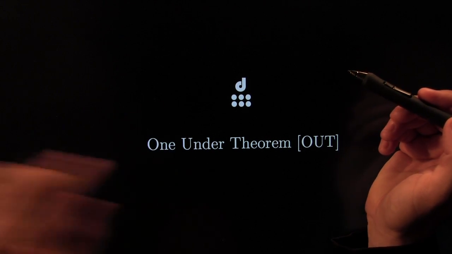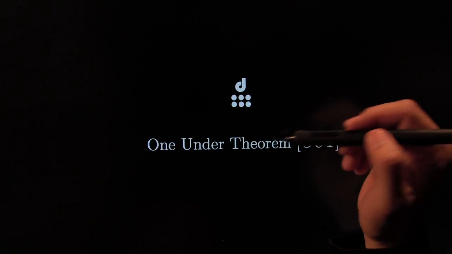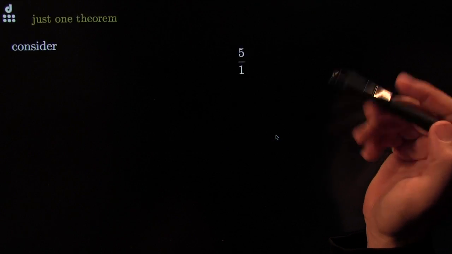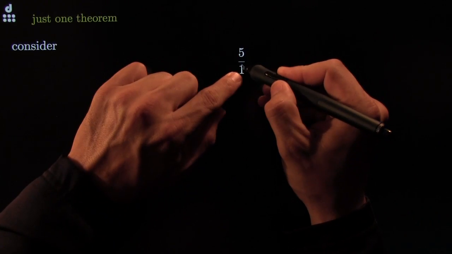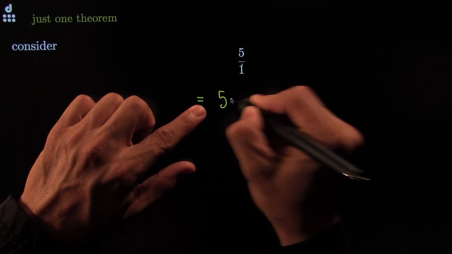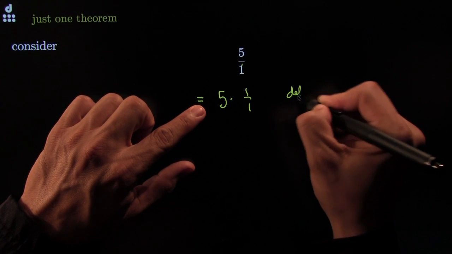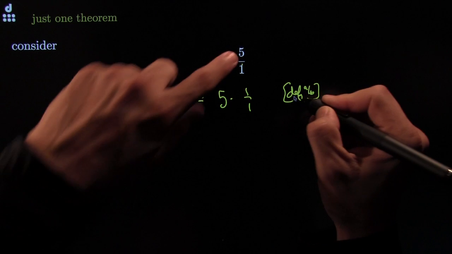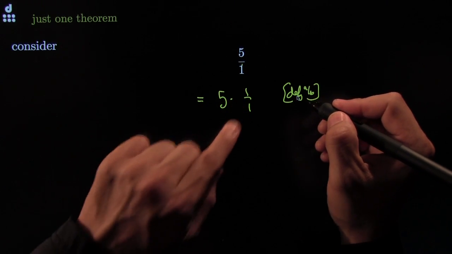So this is another theorem, super easy, and it's called the one under theorem, and it goes like this. If I have a 5 with a 1 under, what would that be? Let's think about this. 5 times 1 over 1, that's the definition of a fraction, right? You can bring this 5 down and replace it with a 1.